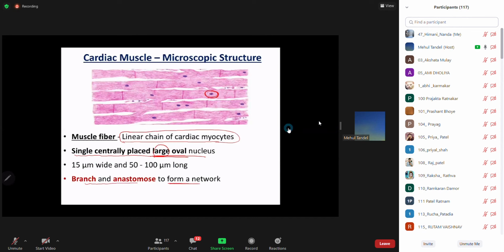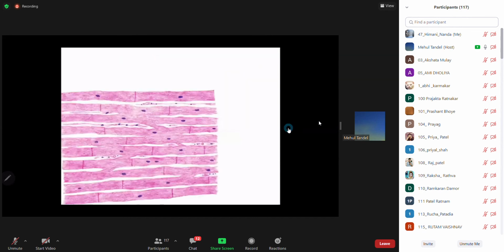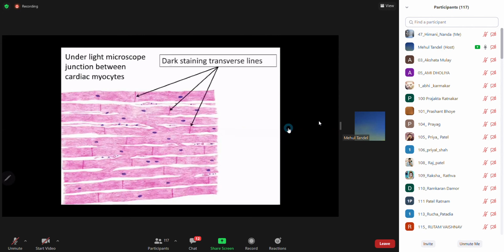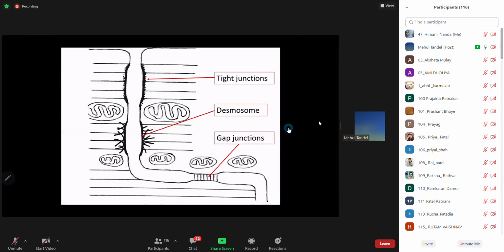Muscle fibers branch and anastomose to form the network. Another important feature is that under light microscopy, there is a dark staining transverse line in between the muscle fibers, known as an intercalated disc. We know it is formed by the tight junction, desmosome, and gap junction. So these are the features of cardiac muscle.